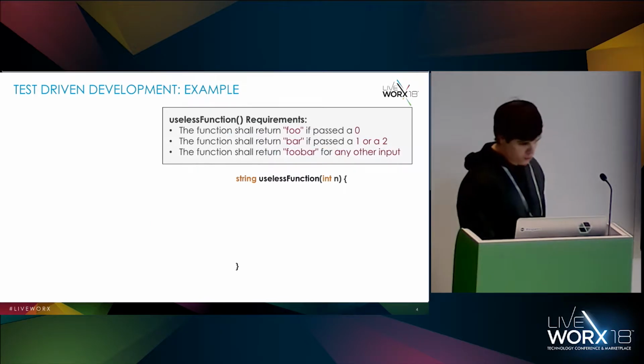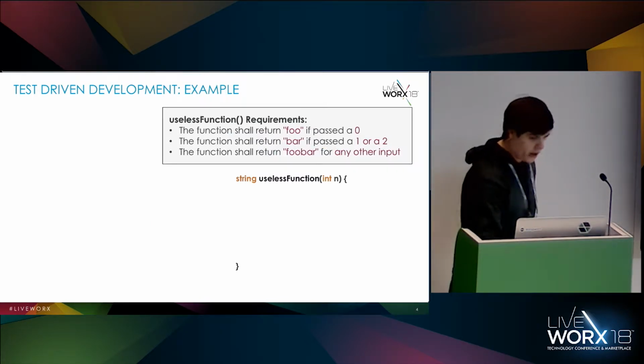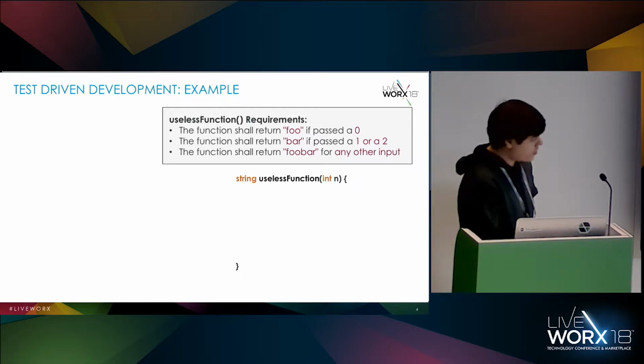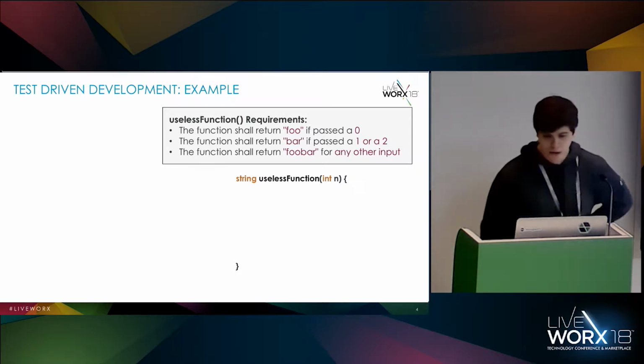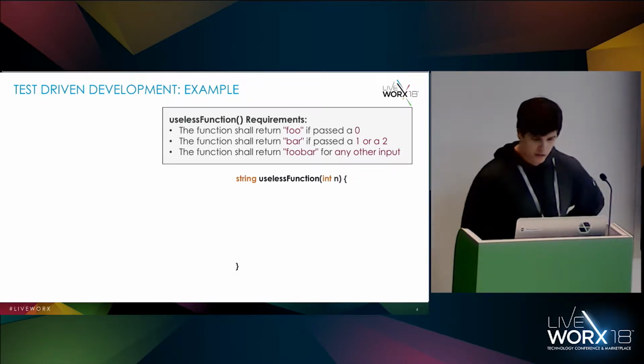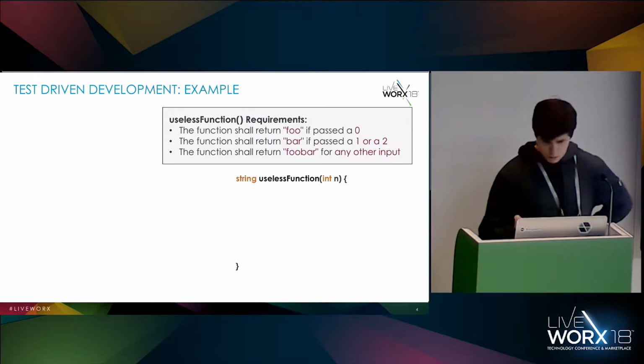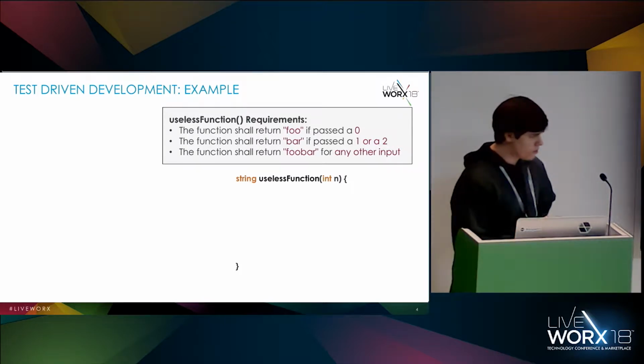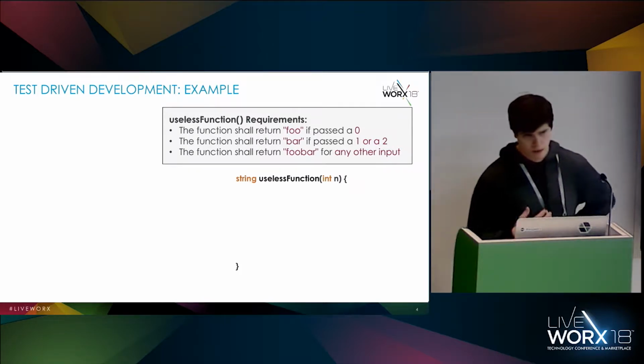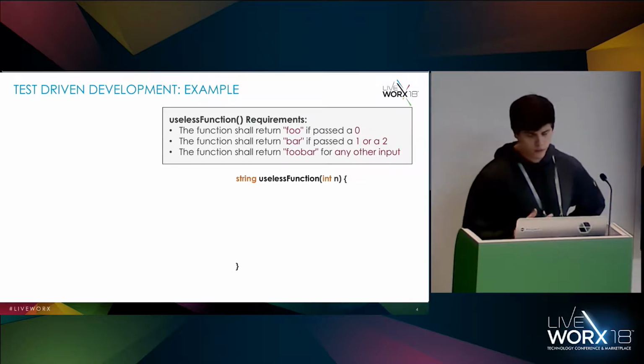All right, so we're going to do a really simple and quick example of test-driven development. So we have here a function called useless function, which is aptly named, and it will return foo if you pass it a 0, it's going to return a bar if you pass it a 1 or 2, and it should return foo bar for any other input. So let's walk through the steps of test-driven development and see how we would develop this function using test-driven development.